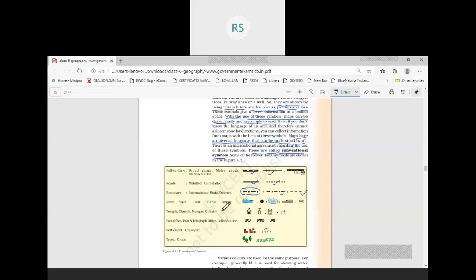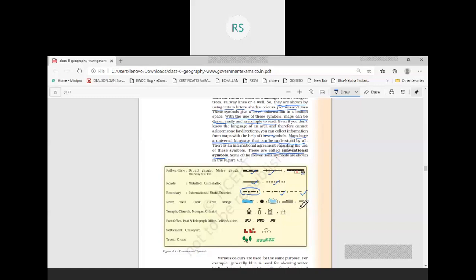Then we can see river. How is river shown in a map? This is the symbol for river. Then well. How is well shown? This is the symbol of well. Then tank is also there. This is the symbol of tank. Then canal. This is a symbol of canal. This is the main source of water, and canal is here. So the complete symbol is showing canal. Then bridge is there. Okay, this is the symbol of bridge.